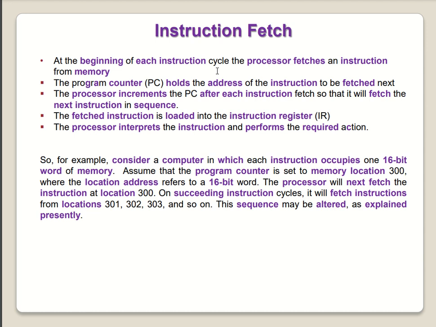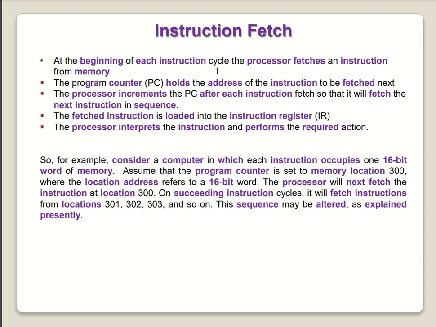Okay, fine. What happens to the fetched instruction? The processor keeps it in a register called IR, the instruction register. IR is another register. It contains the fetched instruction. PC contains the address of the instruction to be fetched next. So here in the slide, we are looking at two registers, PC and IR.